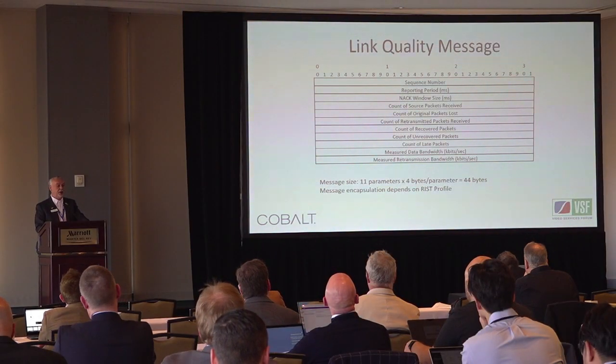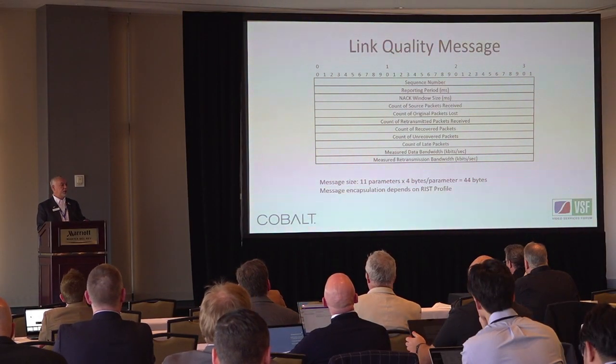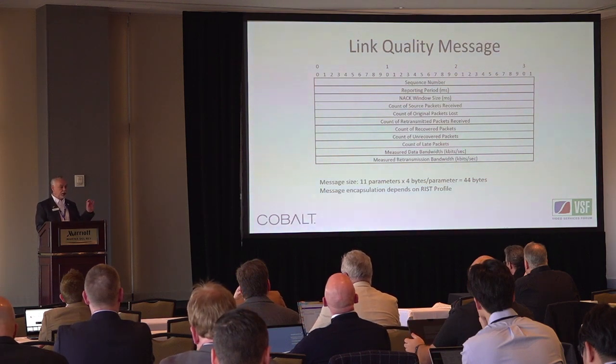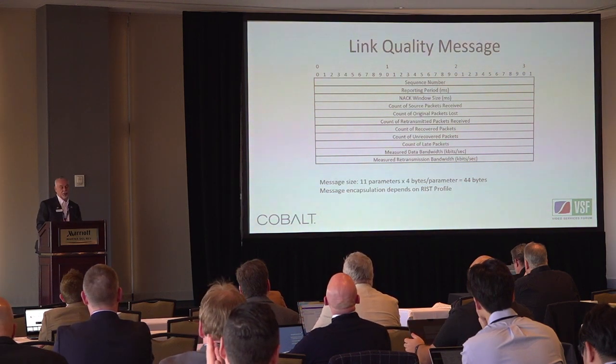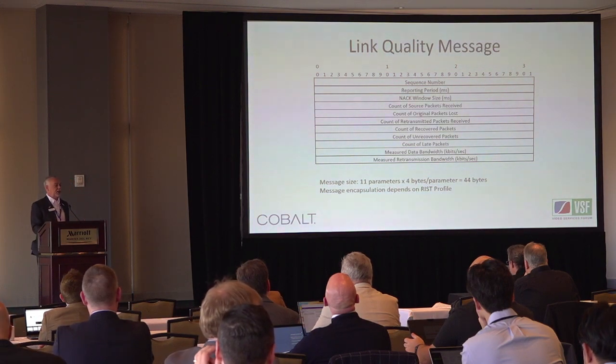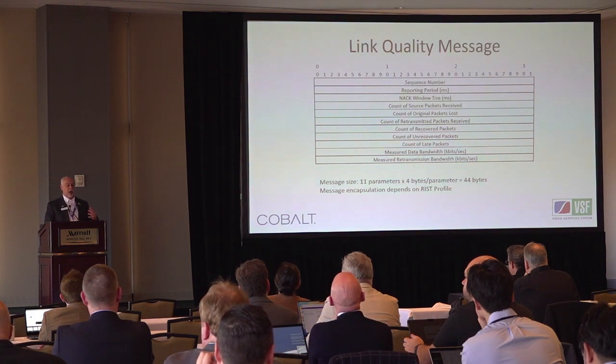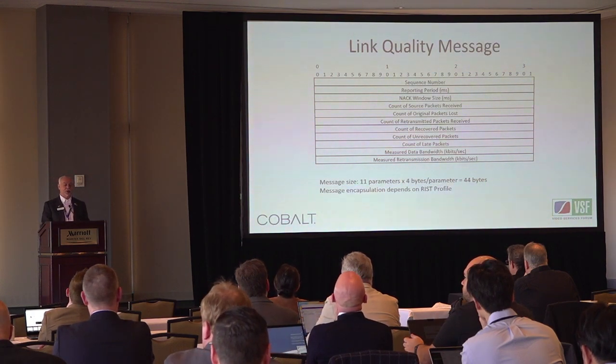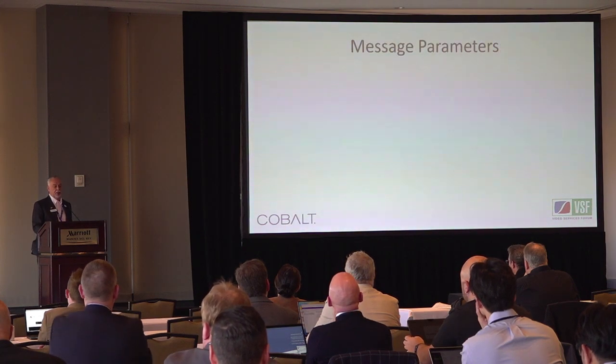This is the link quality message. And I know it puts people to sleep when we talk about protocol fields and everything, but I've got to do this, so I apologize in advance. It's not a big message. It's 11 parameters at 32 bits each, so it's just 44 bytes. And how we encapsulate that in RIST depends on the profile. So I'm going to tell you what the parameters are, and then I'll show you how to encapsulate it.